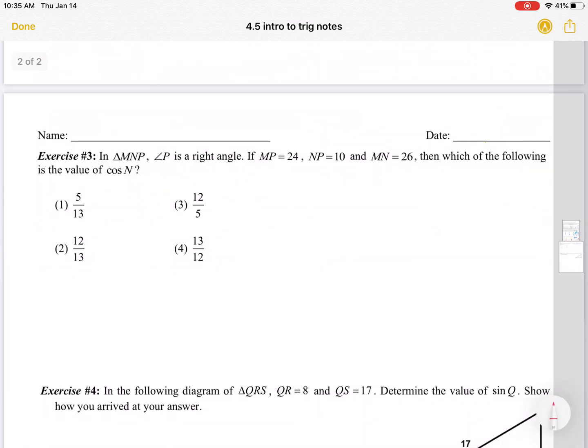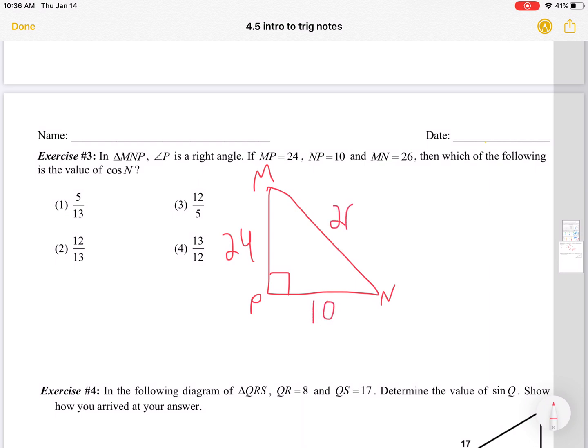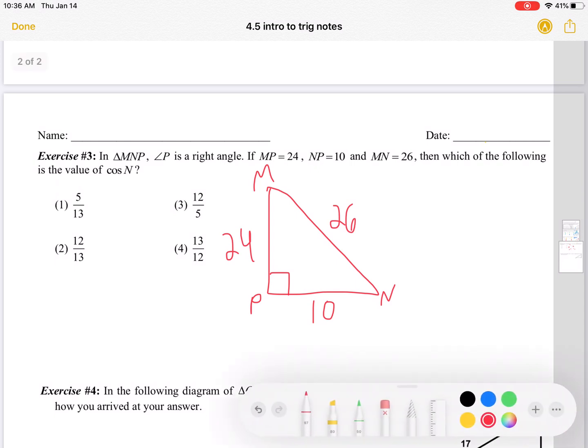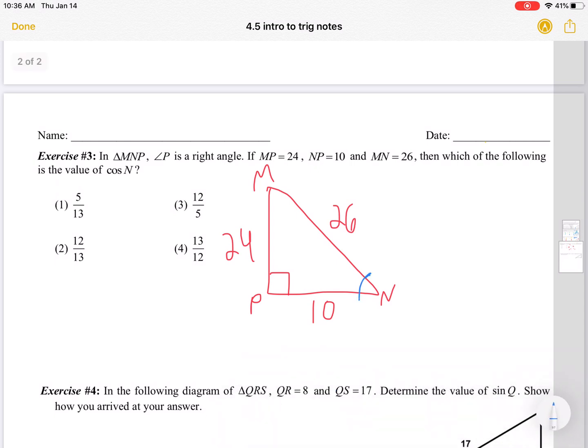Okay? Number 3, in triangle MNP, angle P is the right angle. So they don't give us a sketch here, so we need to make our own drawing. They're telling us that angle P is our right angle. And other than that, it really doesn't matter how we label M and N. Okay? If MP equals 24, NP equals 10, and MN equals 26, what is the value of cosine of N?